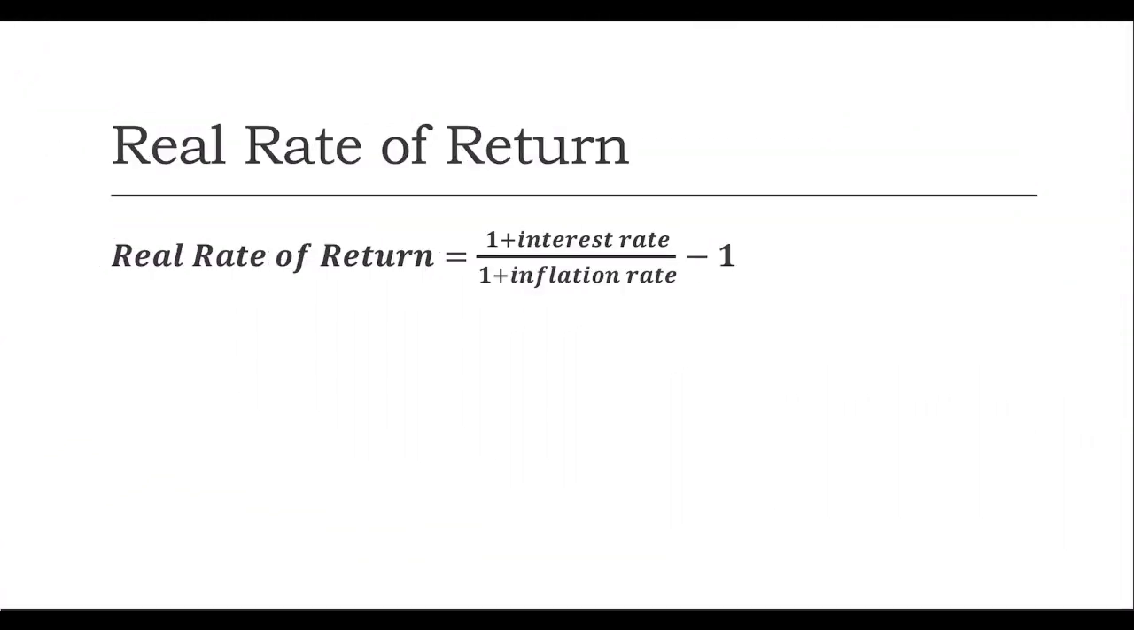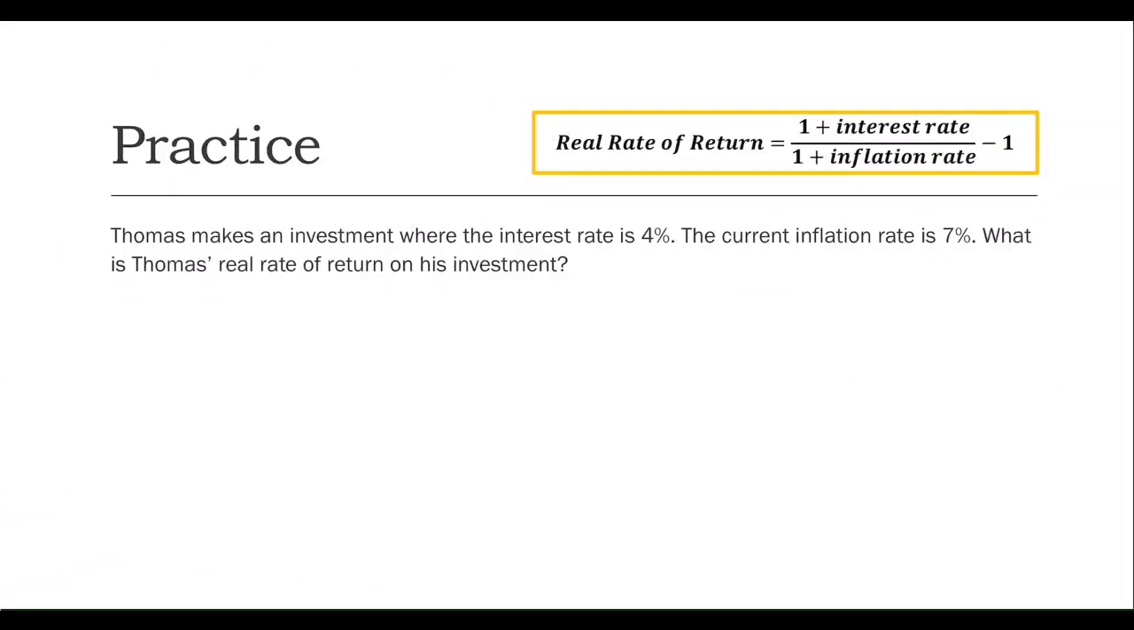Next, we'll talk about the real rate of return. The real rate of return is how much money you're actually making when you take out how much you're losing because of the inflation rate. So your real rate of return equals 1 plus your interest rate, divided by 1 plus your inflation rate, minus 1. For this problem, it says Thomas makes an investment where the interest rate is 4%. The current inflation rate is 7%. What is Thomas's real rate of return on his investment?